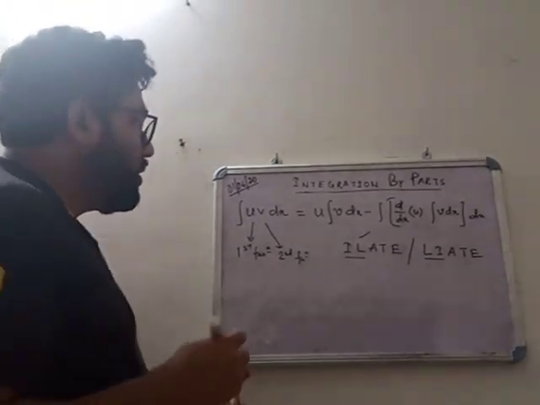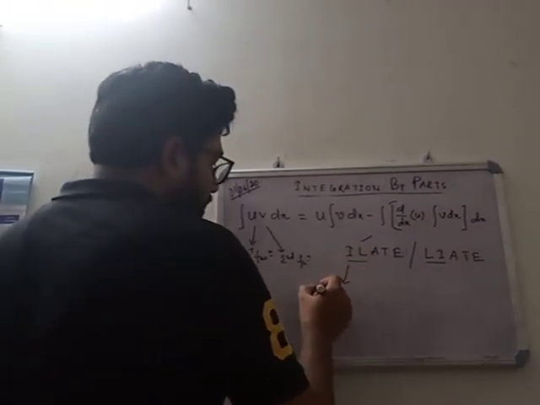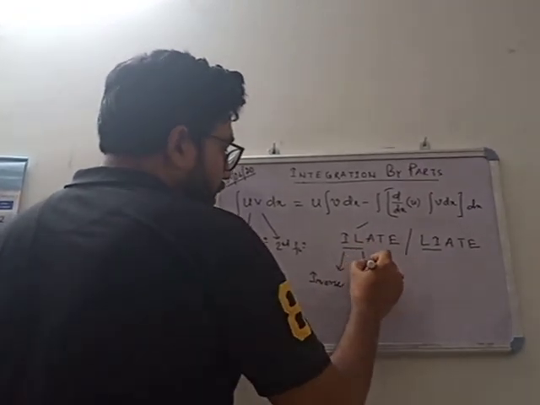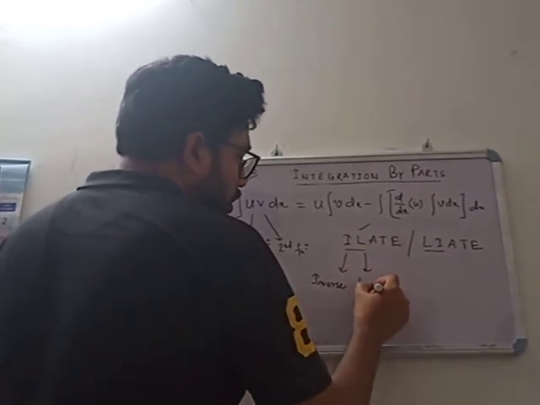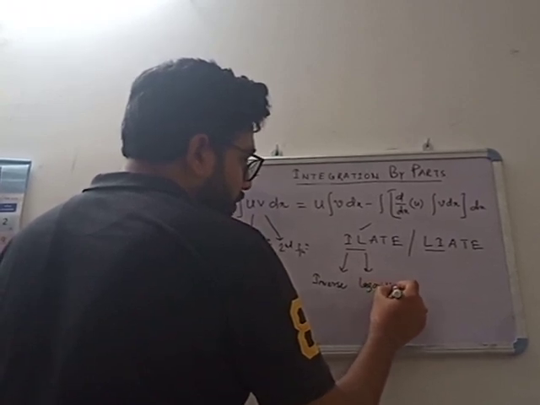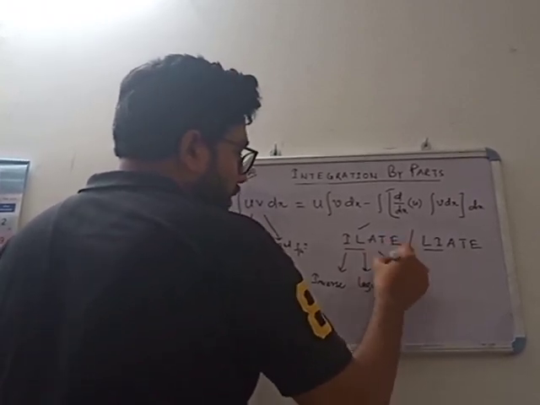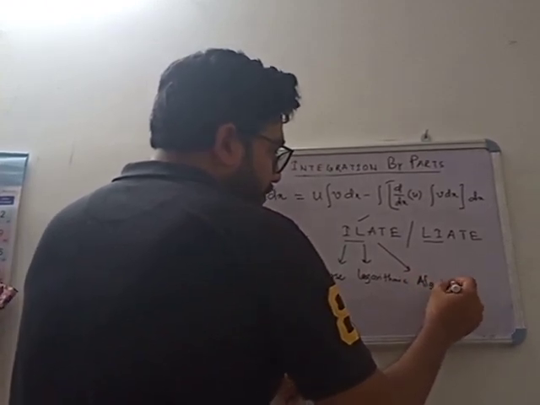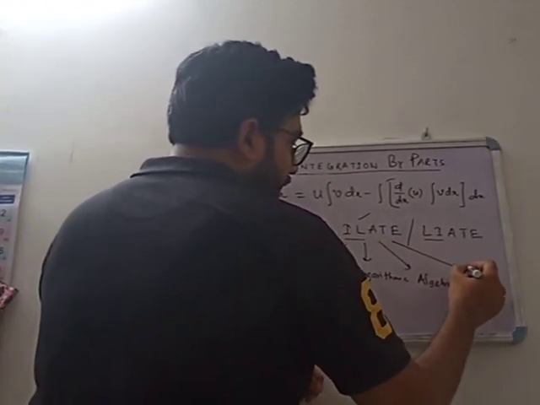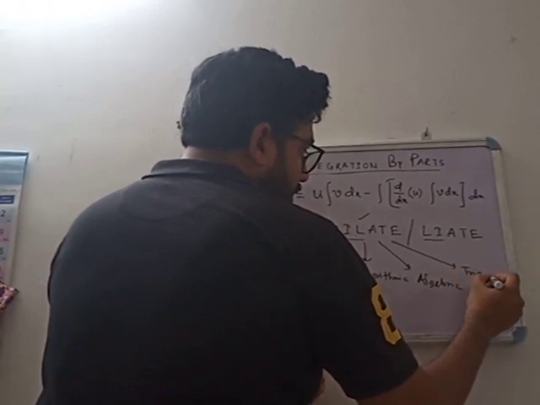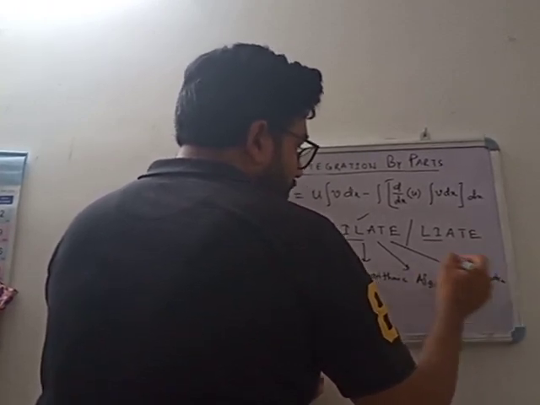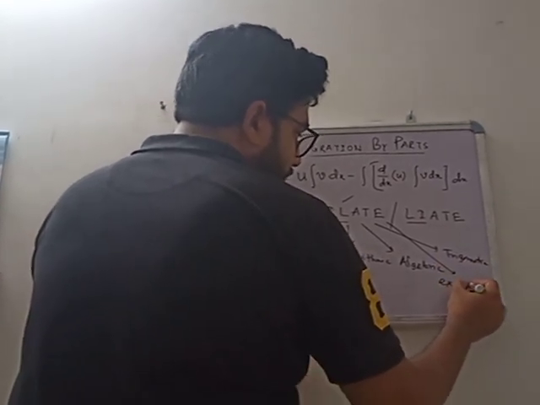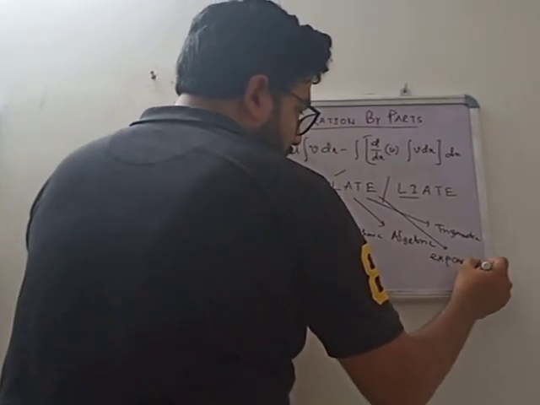So I means inverse function, L means logarithmic function, A means algebraic function, T means trigonometric function, and E means exponential function.